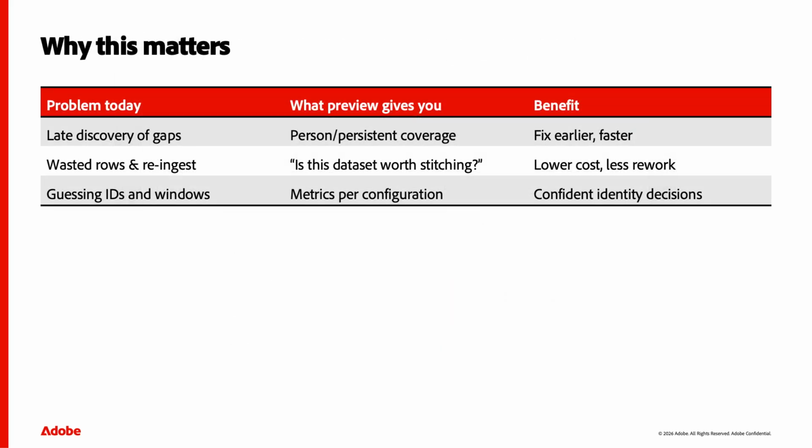This preview does three things. Reduces time to value. You don't have to wait days or weeks to discover that your person ID is only present on a small fraction of events. Prevents wasted ingestion. You avoid pulling millions of low-value rows into customer journey analytics just to learn they can't be used for people-based reporting. De-risks identity choices. You can safely experiment with different persistent and person IDs and see how they affect coverage before you commit.